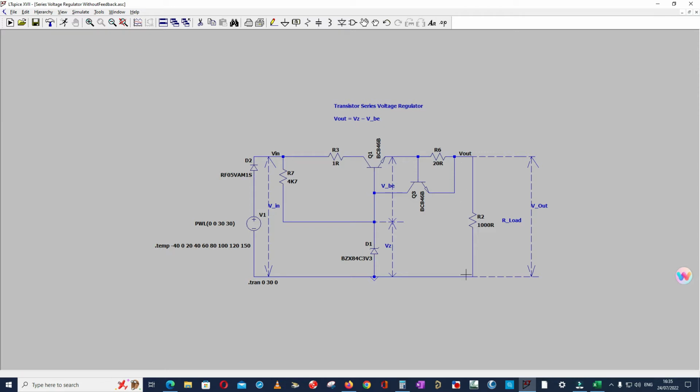Later on I will do a short circuit across R2, and then you can see what exactly the maximum current flowing through R6 is, and when this transistor is getting activated.